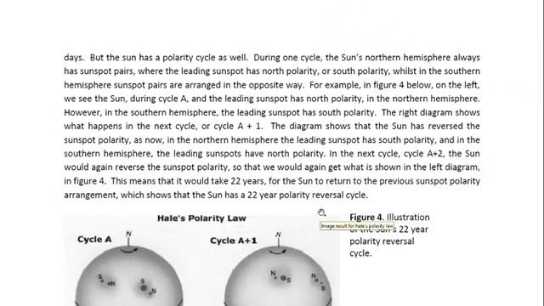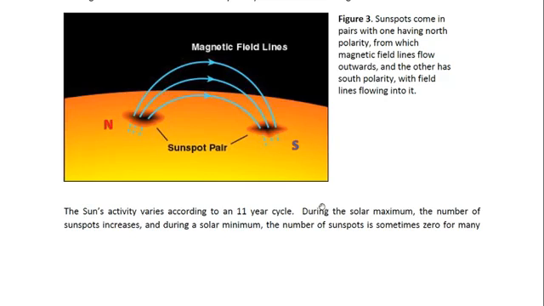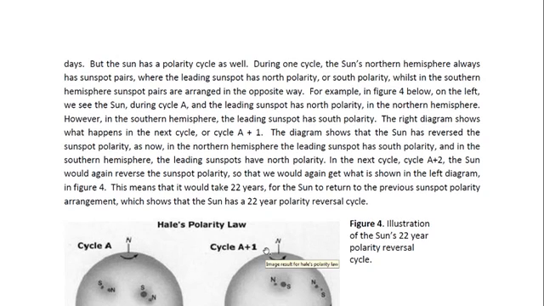In addition, the sun has an 11-year cycle, and this leads to a variation in the number of sunspots. It increases during the solar maximum, and it decreases during the solar minimum. And in addition to that, the sun also has a polarity cycle, which is 22 years long. So it's double the period of just the sunspot cycle.